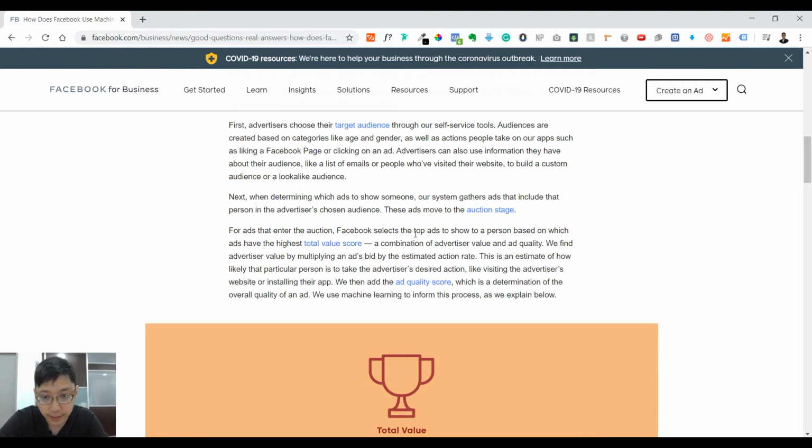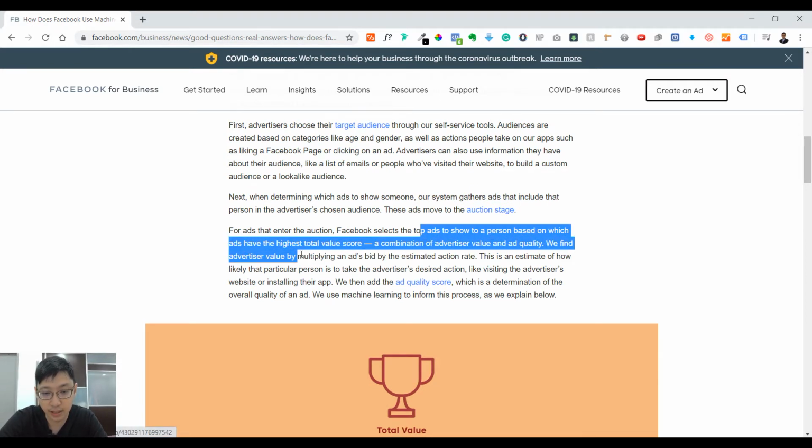Then next is to show which ads have the highest total value score, which is a combination of advertiser value and ad quality. That's where Facebook bots will do their thing. They will come and check the wordings. For example, if you have a curse word, Facebook will automatically block the ad. And if, for example, your pictures are not nice, or it's blurry, then they will say that the creative is not so good and things like that. So this could be a strategy, but yeah.